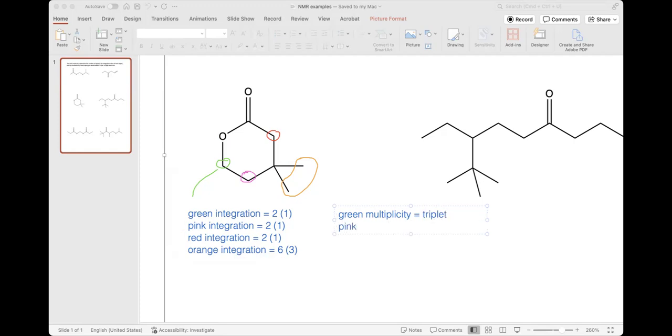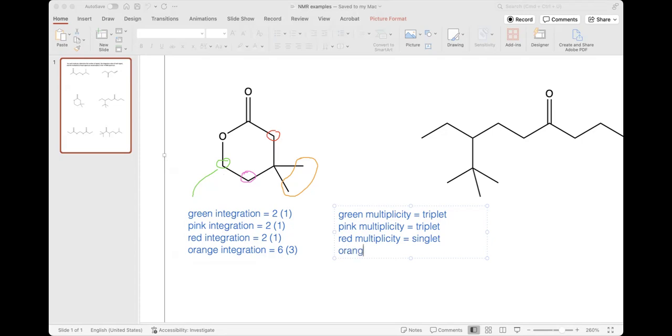And then the pink one is here. It has a neighboring carbon, but that carbon doesn't have any hydrogens. And then it has this neighboring carbon with 2, so 2 plus 1. That's going to be a triplet again. And then the red one, which is the one up here, there's a carbon, but no hydrogens. There's a carbon, but no hydrogens. So 0 plus 1, that's going to be a singlet.